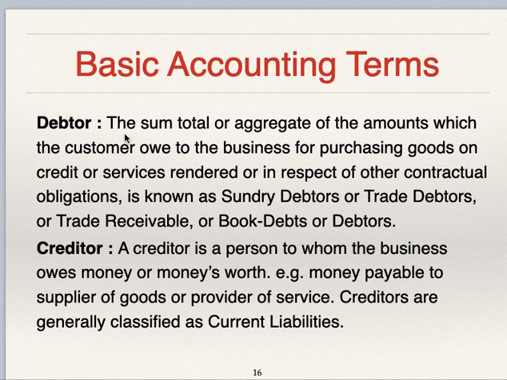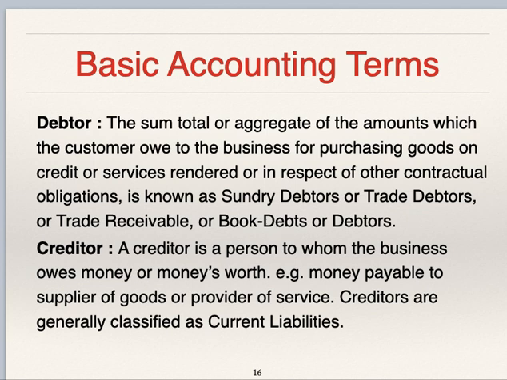Normally, a businessman sells goods on credit. When goods are sold on credit, the sales account is credited and the customer's account is debited, and all these credit customers together are collectively known as debtors. The sum total of the amount which customers owe to the business for purchasing goods on credit, or services rendered, or in respect of other contractual obligations is known as sundry debtors, trade debtors, trade receivables, book debts or debtors.